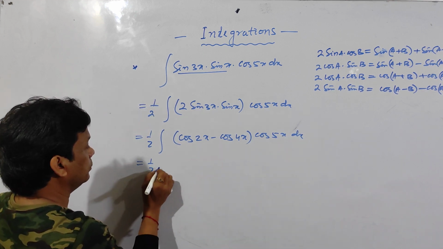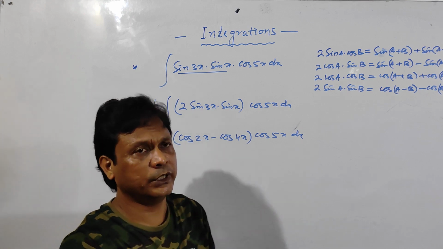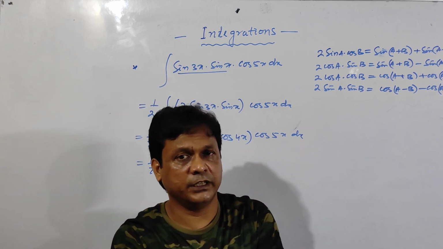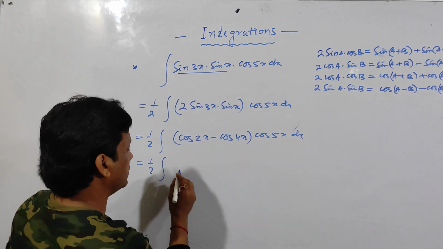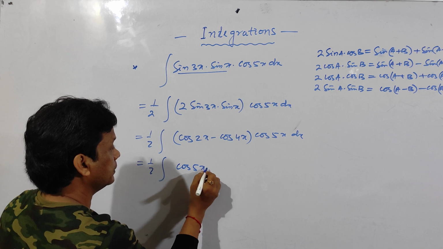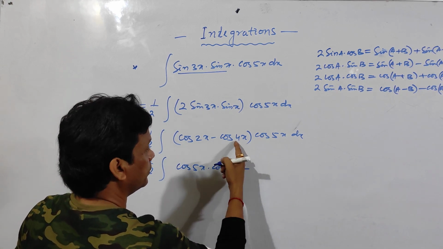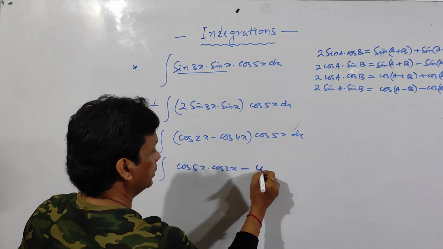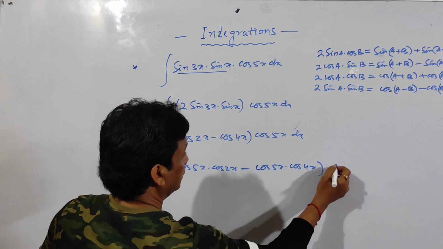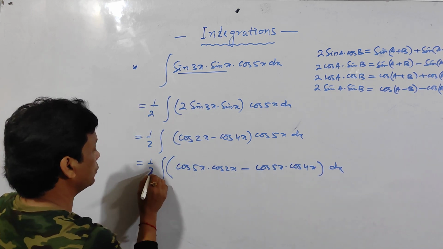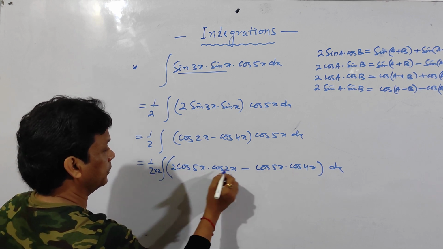So it is 1 by 2 integration, then multiply. And while multiplying, I have told you, write the larger angle first and smaller angle second. So this is the larger angle, this is 5x, this is 2x, so write this one first: cos 5x into cos 2x. Then minus, between these two, this is the larger angle, so cos 5x into cos 4x dx. Clear? So I am multiplying by 2 here, dividing by 2 and multiplying by 2.